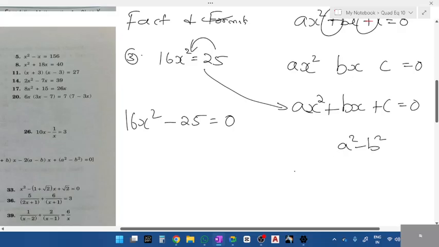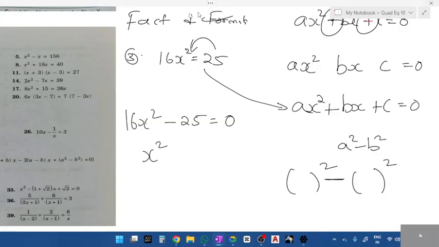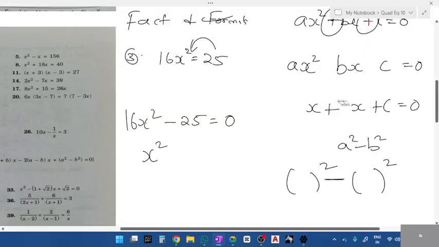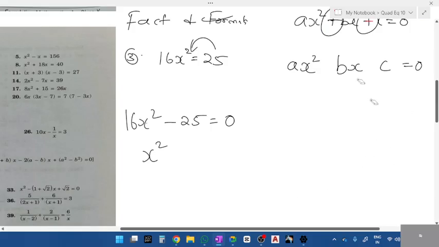For a square minus b square, how many values you have to have? How many values you have? Two values. And what's the sign in between? Sign in between is minus, and the degree should be 2 here. X has degree 2, students. X has degree 2, but 16 doesn't have degree 2. How will I convert 16? Is it a perfect square? Yes. Is it a perfect square? 16 is a perfect square, right?